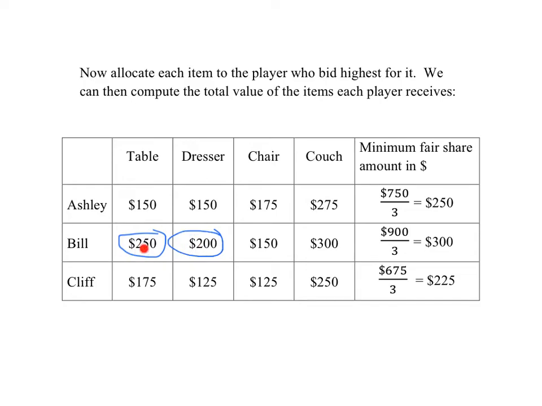The fact that he's already getting the table does not change the fact that he's the one who gets the dresser. So each item is evaluated independently of the others for who is the highest bidder and therefore the recipient of that item. The chair goes to Ashley because she bid highest for it. She bid higher for it than either Bill or Cliff did. And finally, the couch has to go to someone. The couch goes to Bill because he bid highest for it. So ultimately, Ashley will get the chair, Bill will get the table, the dresser, and the couch, and Cliff will get no items at all.